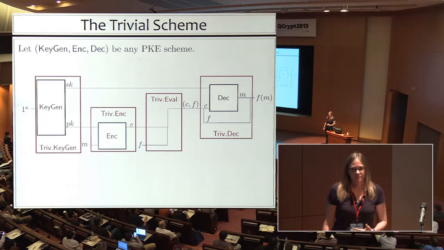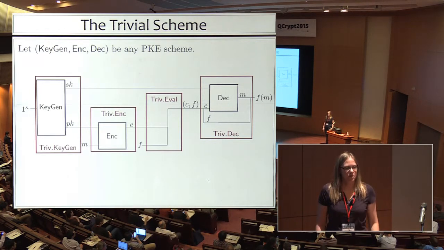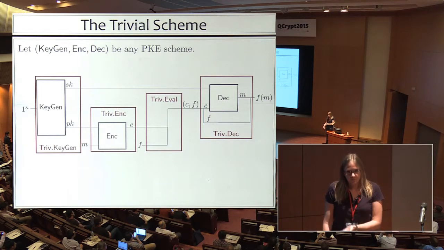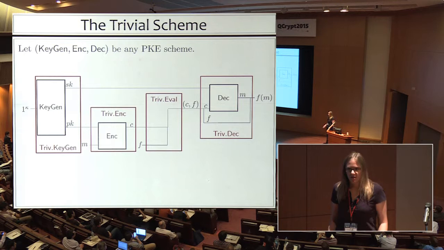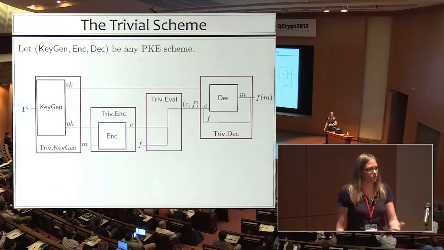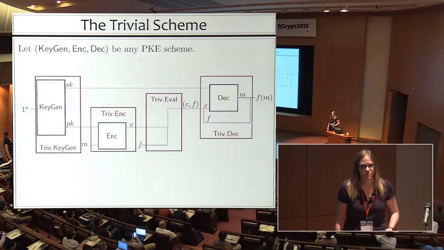So this is secure as long as the public key scheme that we started with is secure, and this is homomorphic for all circuits. But this is clearly not what we mean by a fully homomorphic encryption. We've cheated by pushing all of the work of evaluating f into the decryption procedure. We've done no work in the evaluation procedure.